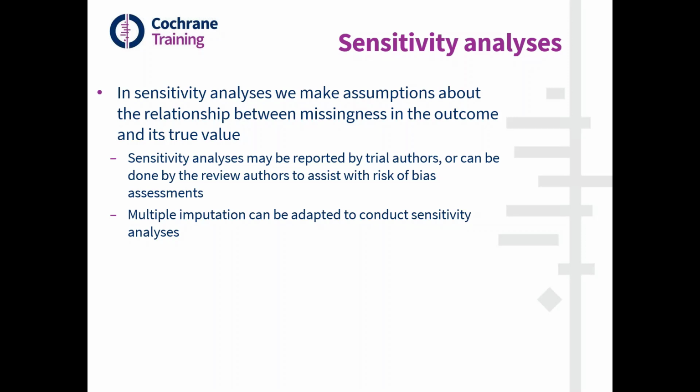So we make an assumption about the relationship between missingness in the outcome and its true value. We incorporate that assumption in our imputation model. We then use imputed outcomes based on our assumption about the relationship between missingness in the outcome and its true value. We adjust our results based on that assumption.